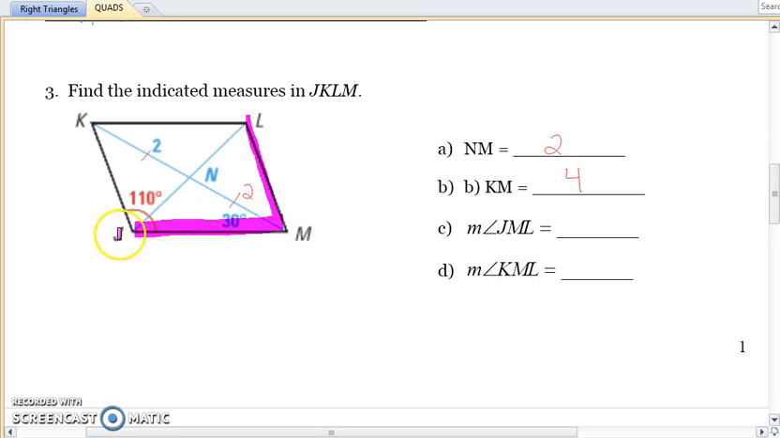Now, I know that J to M to L is the consecutive angle to angle J. So, angle J plus angle M, which is just a shorthand version for J to M to L, adds to 180 degrees. So 110 plus the measure of angle M is equal to 180. Subtract 110 on both sides, and we get angle M is equal to 70 degrees.